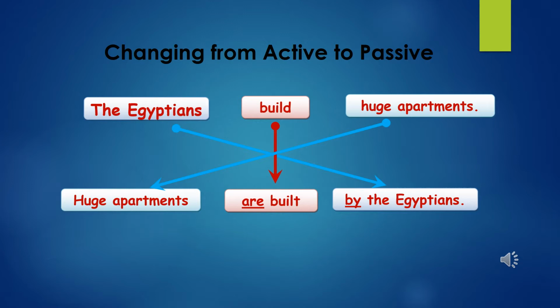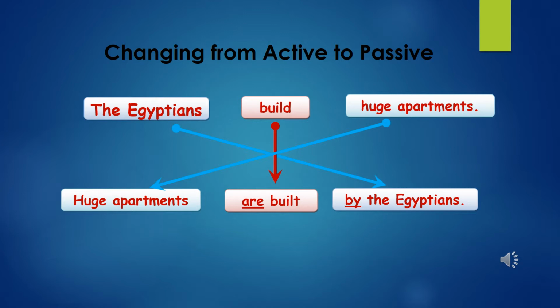So let's understand together how we form passive in the present tense. This is our example. The Egyptians build huge apartments. Okay, this sentence is in the present tense. The Egyptians here, it's the subject, the doer of the action. What's the action? The action is build. We notice that build here is in the present tense. And huge apartments here, it's the object.